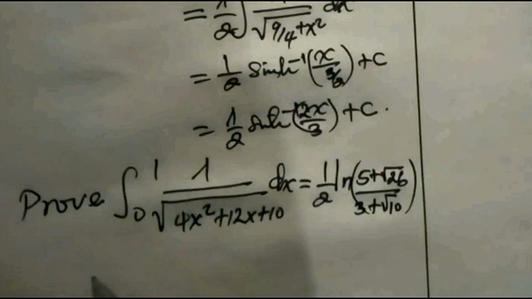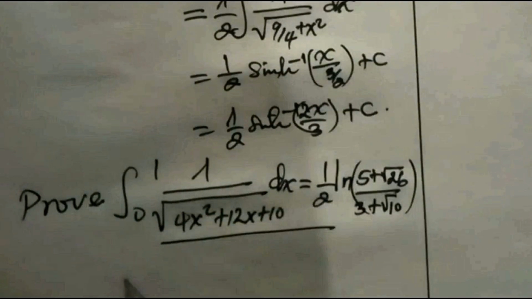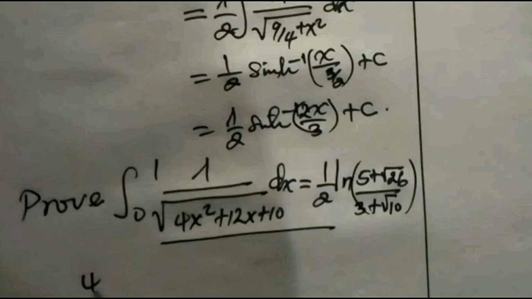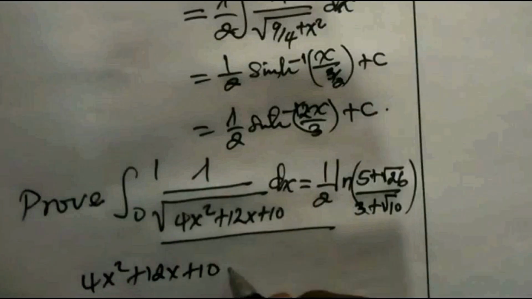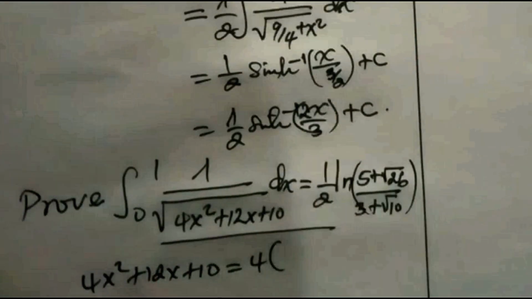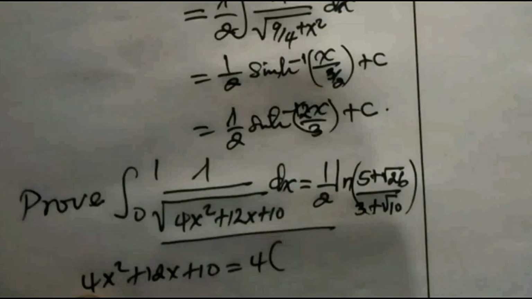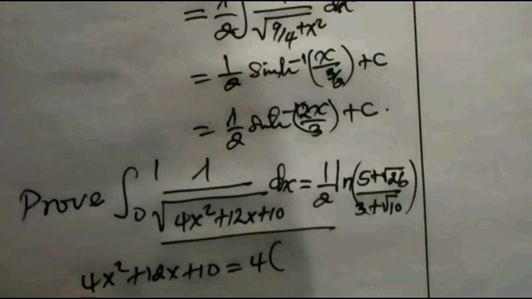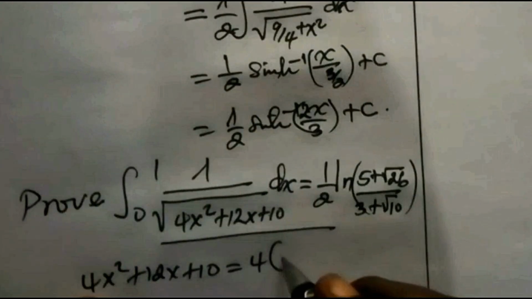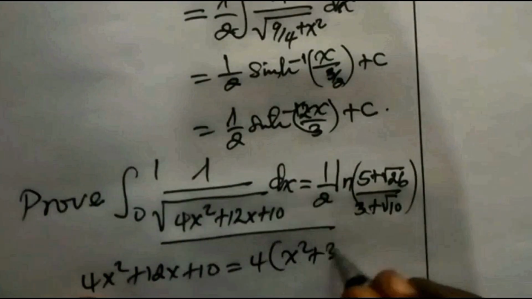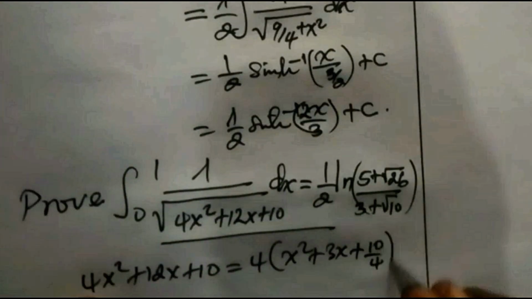So my first step will be to complete the square. So 4x squared plus 12x plus 10 equals 4 into, I start by factorizing the coefficient of x squared, because to complete the square, the coefficient of x squared has to be unity. I divide every term by what I've factorized, which is 4. I get x squared plus 3x plus 10 all over 4.